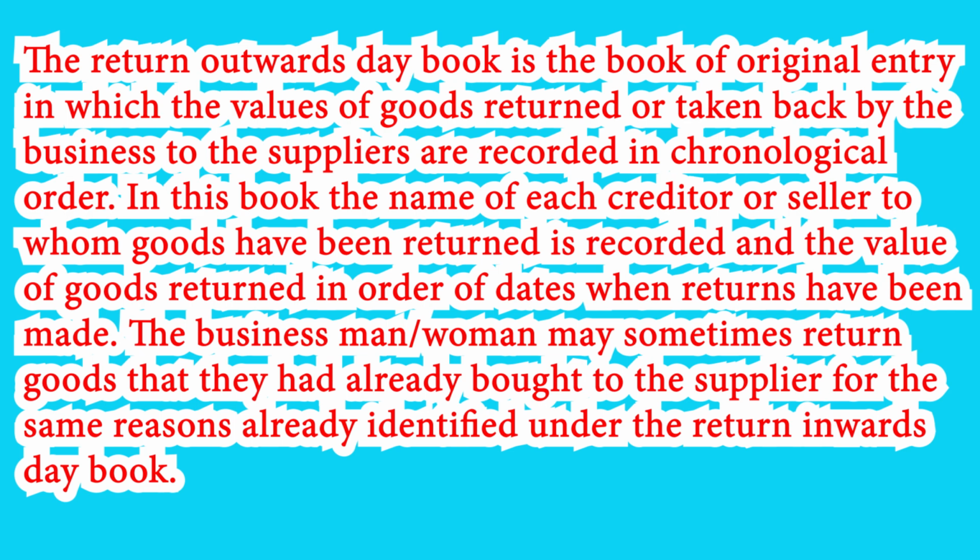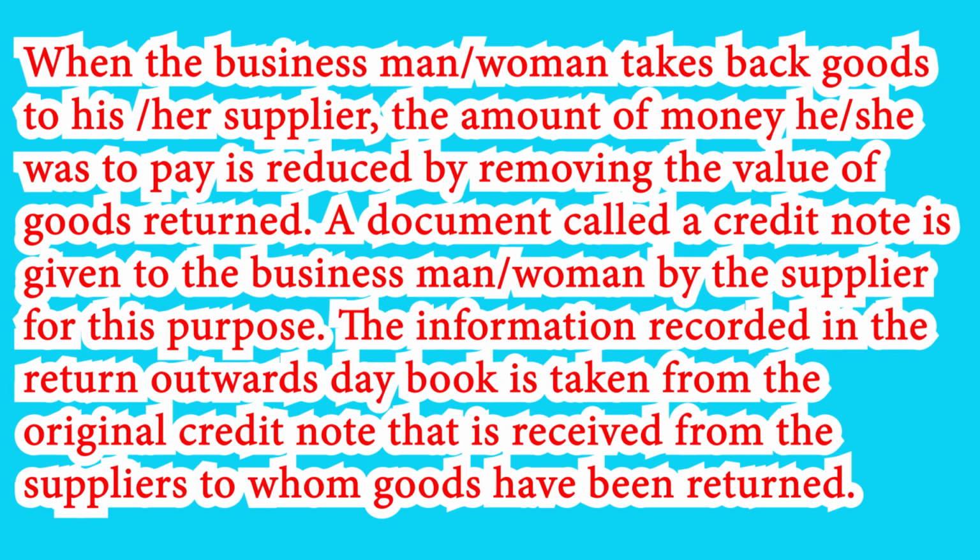The businessman or woman may sometimes return goods that they had already bought to the supplier for the same reasons already identified under the returns inwards daybook. When the businessman or woman takes back goods to his or her supplier, the amount of money he or she was to pay is reduced by removing the value of goods returned. A document called a credit note is given to the businessman or woman by the supplier for this purpose. The information recorded in the returns outwards daybook is taken from the original credit note that is received from the suppliers to whom goods have been returned.